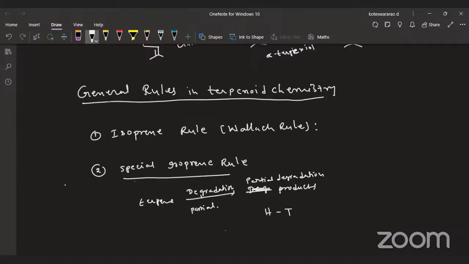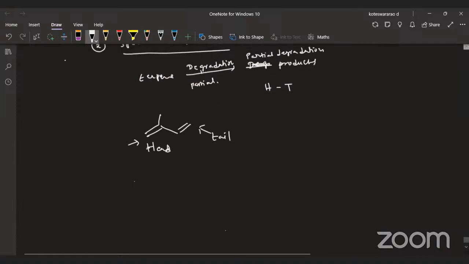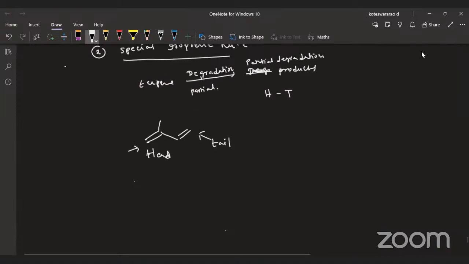What is head? What is tail? Now, coming to isoprene, look here at the isoprene. At this end, the methyl group substitution is there. This end is known as head, and this end is known as tail. Now, whenever we are isolating these partial degradation products, suppose we are isolating one of the products like that.